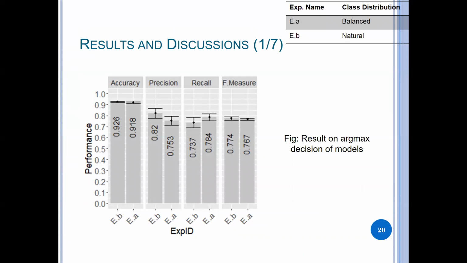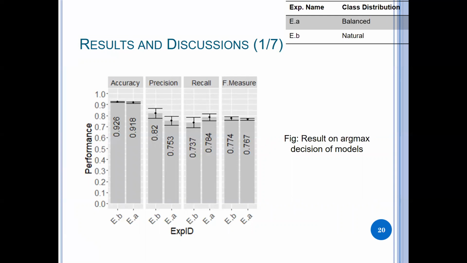Here is our evaluation result in terms of single threshold based metrics. In the figure, the height of the bar represents the mean performance of the 10 runs, and the black line segment represents the standard deviation. We can see that experiment B, that means the experiment with natural distribution, gives better accuracy and precision than experiment A, that means the experiment for balanced distribution. While in terms of recall, the result is opposite. However, while considering recall and precision at the same time, that means while considering F measure, experiment B gives slightly better result than experiment A.